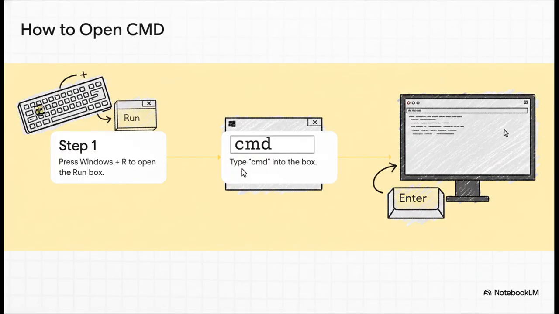So how do you open this thing? It's super easy. Just hold down the Windows key and press R. A little box will pop up. Just type in CMD and hit enter. That's it. You're looking at the command prompt.